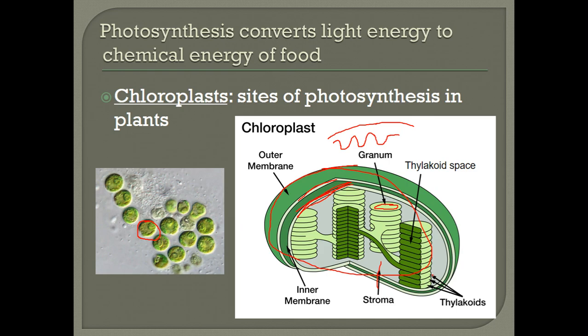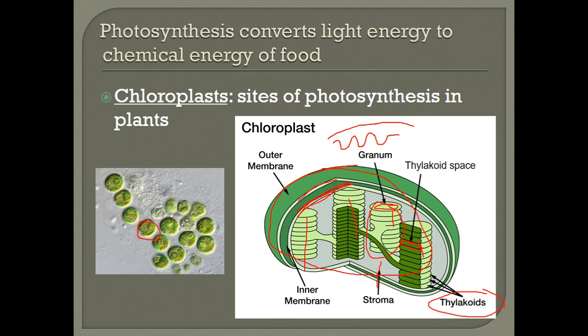And when you take these stacks of grana, so this is one granum, these would be 1, 2, 3, 4, 5 grana. They're made up of these little discs called thylakoids. So inside the thylakoids, we've got this space. This is where we're going to look at the first part of photosynthesis. This is the part that we typically think of where the light gets captured. So that's just to give you context.